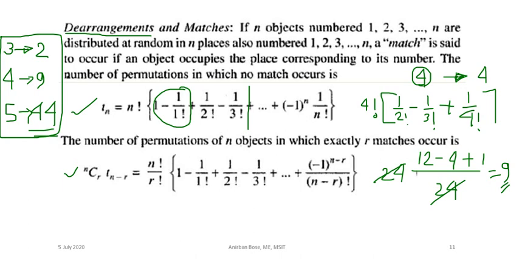Now here is the last problem: the number of permutations of n objects in which exactly r matches occur. Suppose there are a total of 5 letters and corresponding 5 envelopes. The question is, tell me the number of ways where exactly 2 will match.